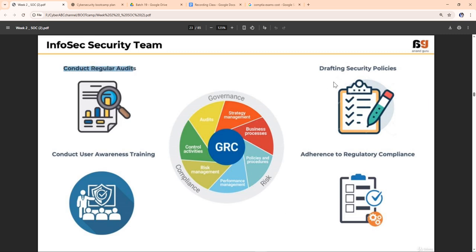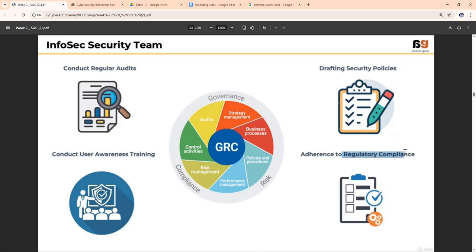They conduct regular audits. They draft security policies and ensure adherence to regulatory compliance. They conduct user awareness and training, which is the role I'm playing currently. I'm not yet doing regular audits. I'm not yet doing security policies. I think we were trained on security policies, but I've not yet gotten offers on setting them up, so my hands are not yet strong on security policies. There is regulatory compliance too.